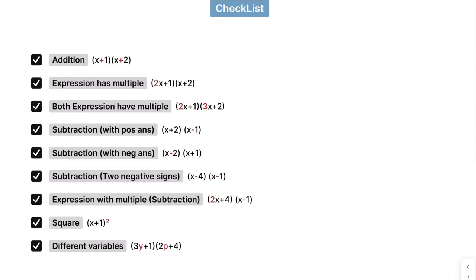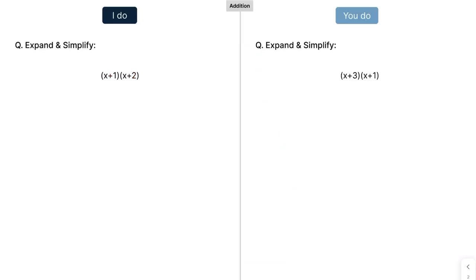We're going to learn how to expand and simplify double brackets. This checklist shows all the different types of examples that we're going to cover in this video. Let's make a start. So the way my slides work, I'm going to do the example on the left, which is I do, then you're going to press pause and have a go at the example on the right.